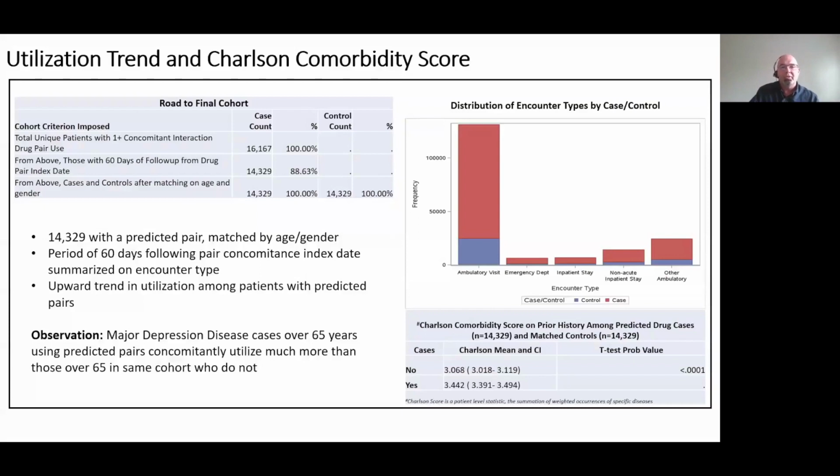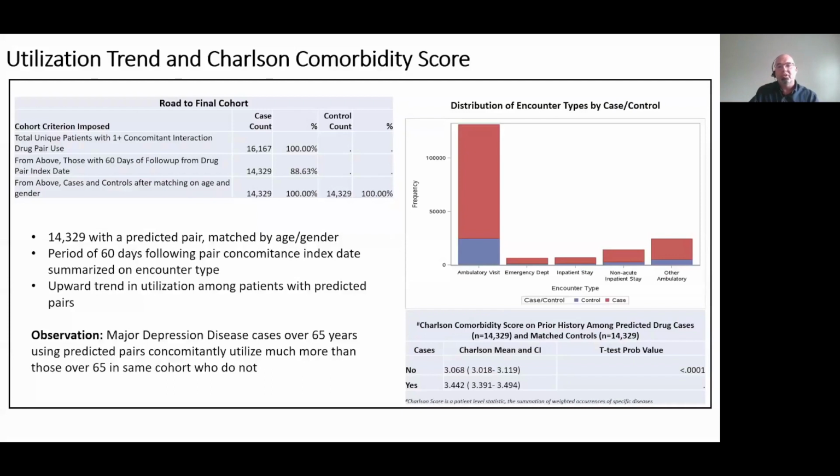The observation that we make, as you can see, cases represented in the reddish maroonish color, controls represented in the bluish color, is that in that 60-day period, these 29,000 or so patients, 14,000 roughly in each group, we see that the cases far outstrip the controls in volume of events in all venue types.